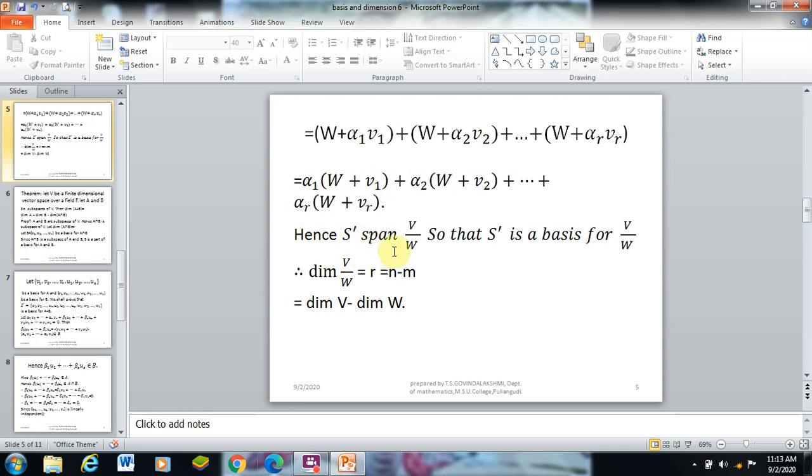Therefore S dash is the span of v by w, so S dash is a basis for v by w. So the dimension of v by w is equal to r. Here v is an n-dimensional vector space and w is an m-dimensional vector space. So r equals n minus m, where n is the dimension of v and m is the dimension of w. So the second part is proved.